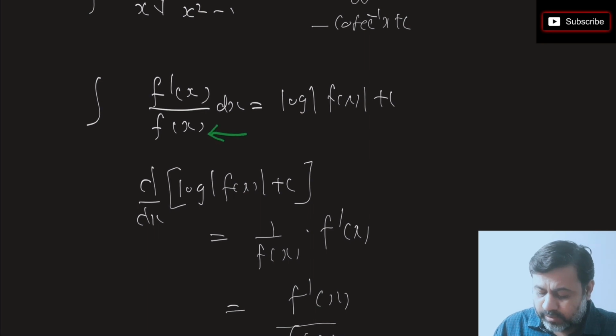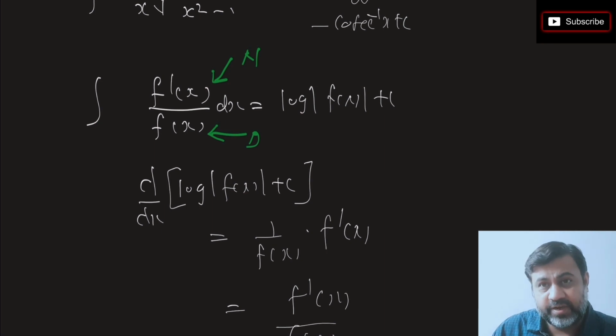If in the denominator there is a function, right? So what do we have in the numerator? Numerator is the derivative of that function, right? In the numerator we have the derivative of that function.